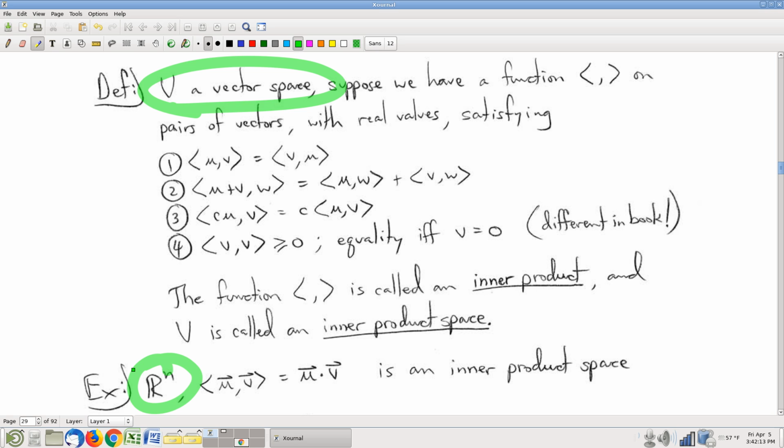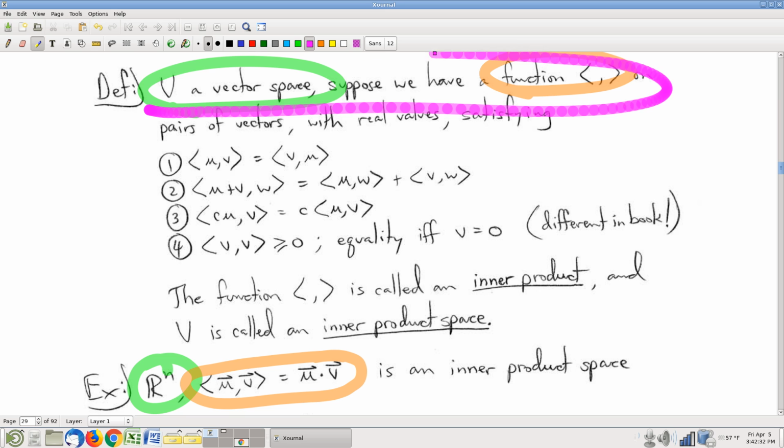That means the usual vector addition in Rn, the usual scalar vector multiplication in Rn, combined with this as my formula for my inner product. These things together form an inner product space.